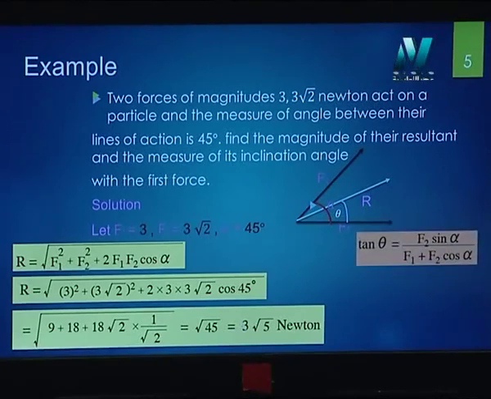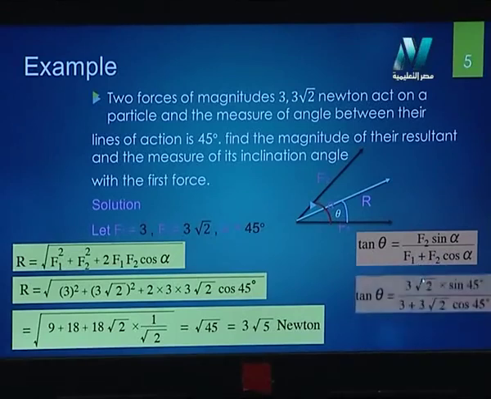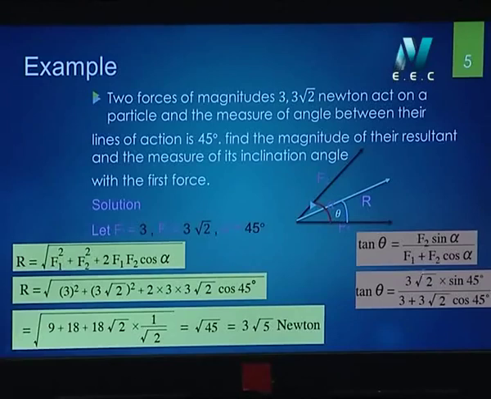We have found that R is the magnitude. Magnitude of R equals 3 root 5 Newton. But we now need to find the angle of inclination, tan theta. We know that tan theta equals F2 sine alpha over F1 plus F2 cosine alpha. We apply that: F2 equals 3 root 2, multiplied by sine 45 over 3 plus 3 root 2 cosine 45.